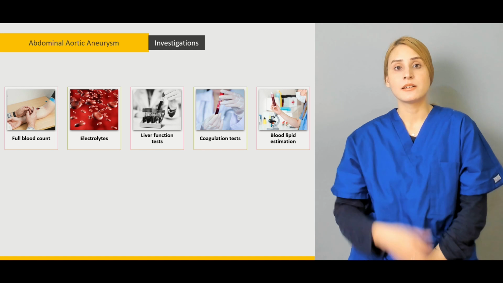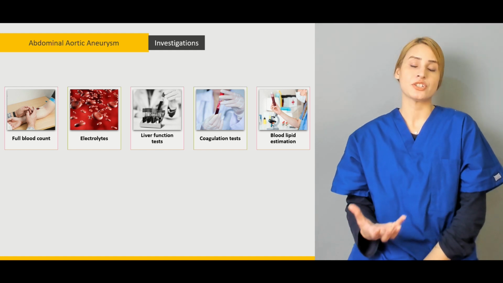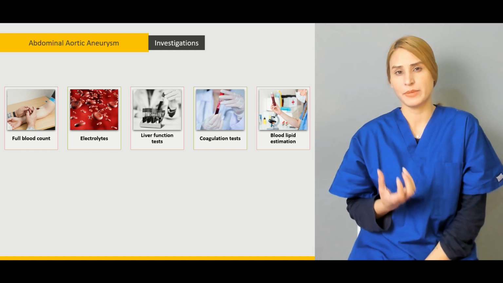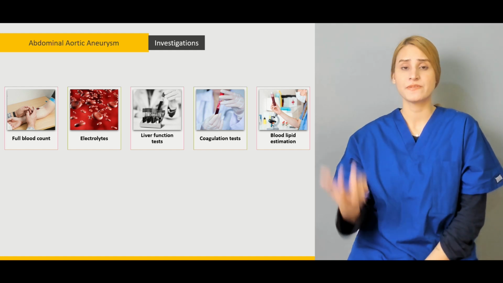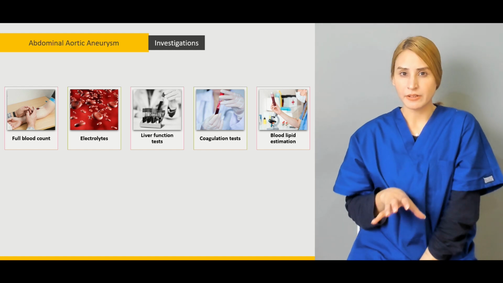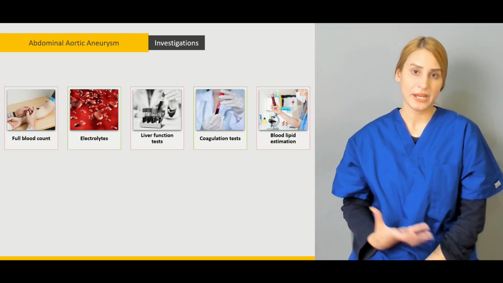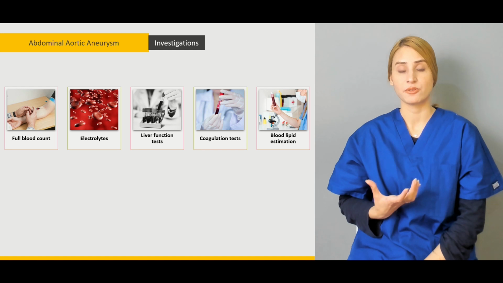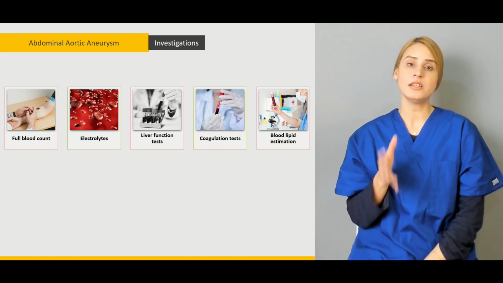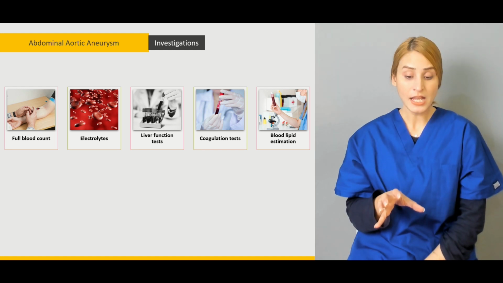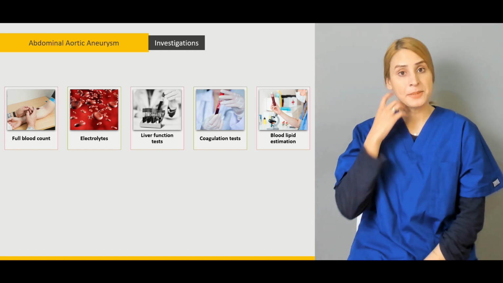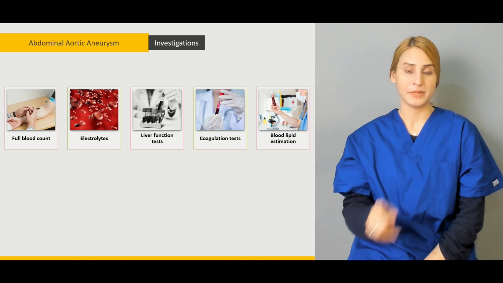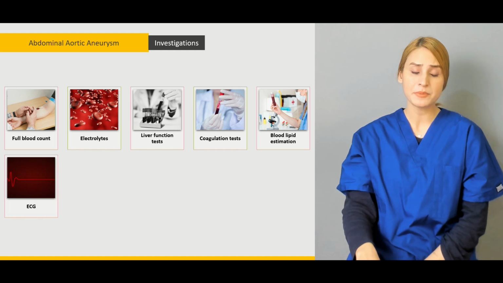Then obviously the blood lipid estimation. Why is this important? Because most of the time, in the abdominal aortic aneurysm, there are atheromatous plaques, and the process of atherosclerosis weakens the wall of the vessel. So there would be high cholesterol levels in case of the abdominal aortic aneurysm.